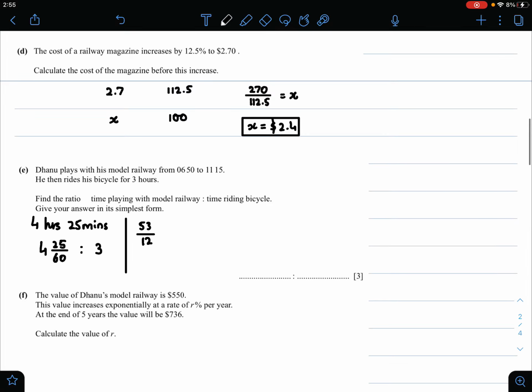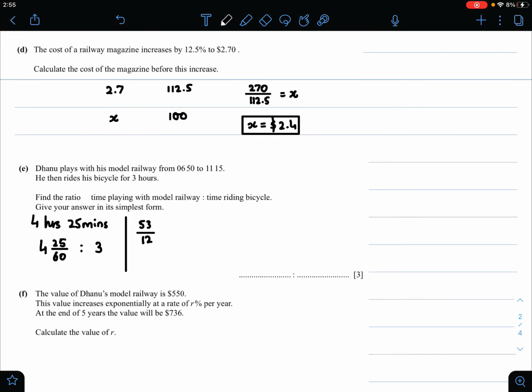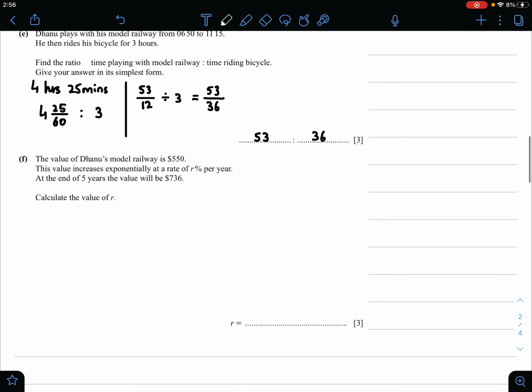And since we have to find the ratio between the time playing model railway and time riding bicycle, we will divide this fraction by the time riding the bicycle, which is 3 hours. So divided by 3, and therefore you will get the answer as 53 divided by 36, and therefore your new ratio would be 53 is to 36. Therefore this will be your final answer for part E, that is 53 divided by 36.